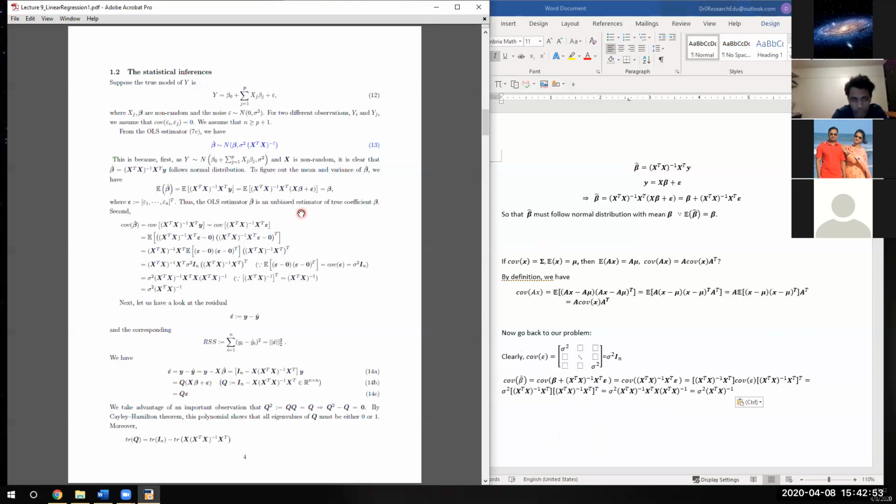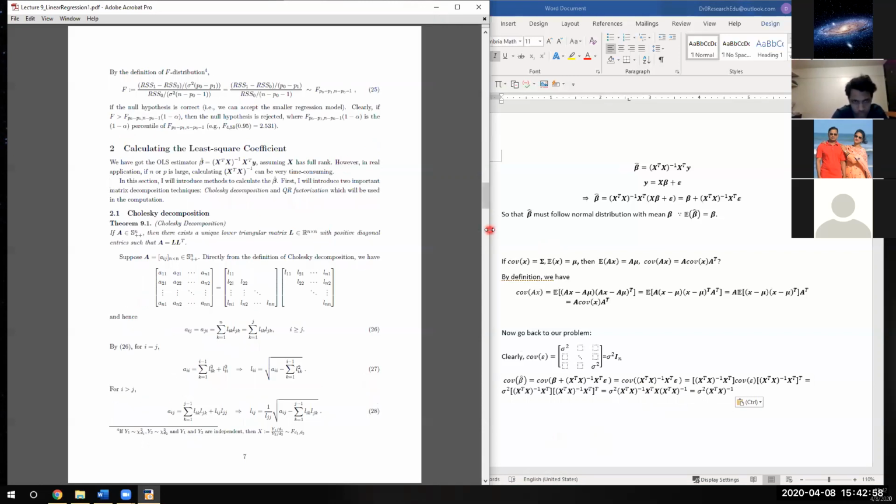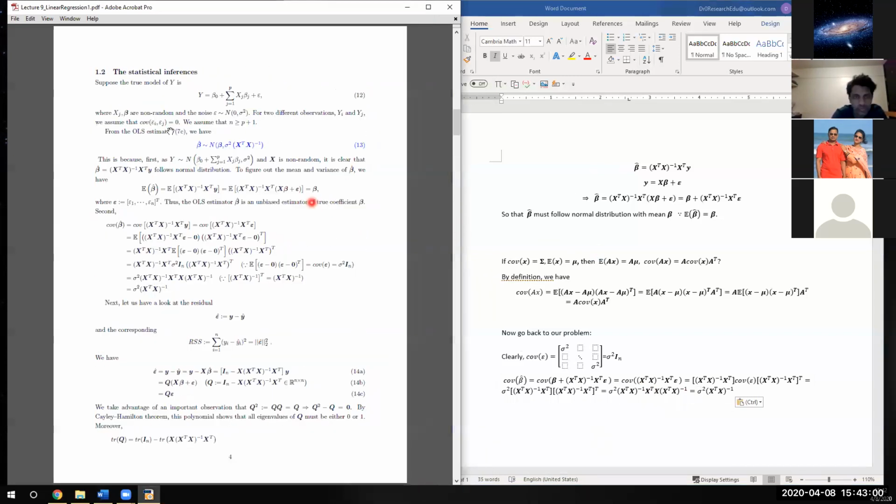Okay, now any questions here? No question. Okay, now let's have a look at something else. In this case, we have proved that beta hat has this distribution. In other words, this tells you that the OLS solution, the least squares estimator beta hat, is an unbiased estimator of beta, the true parameter beta. This is the first thing.